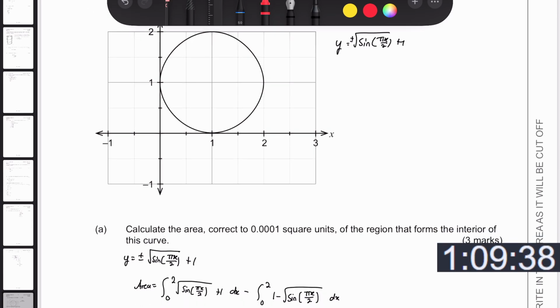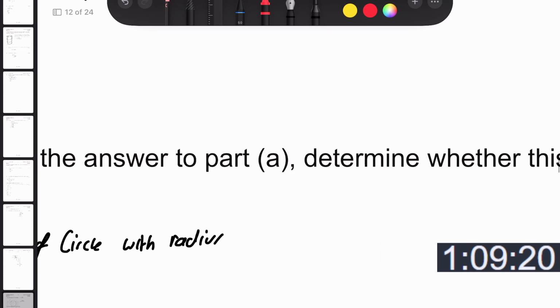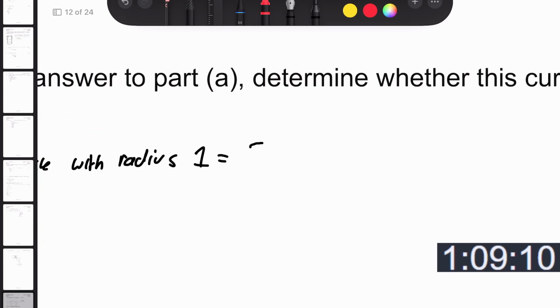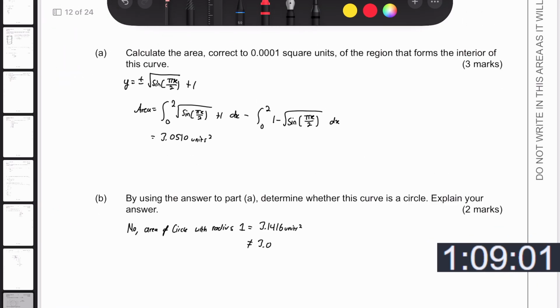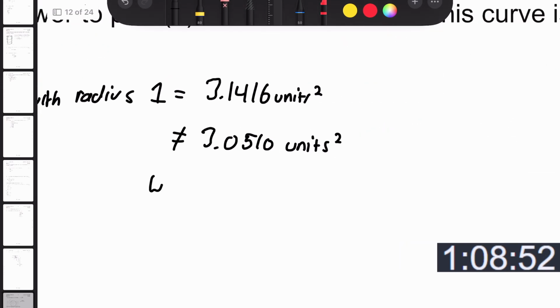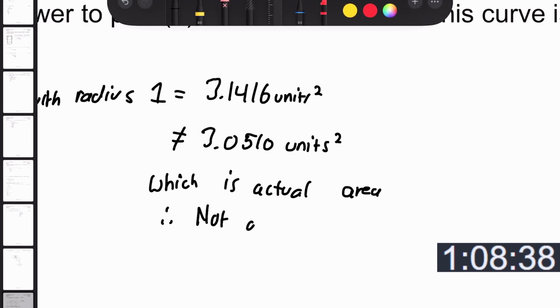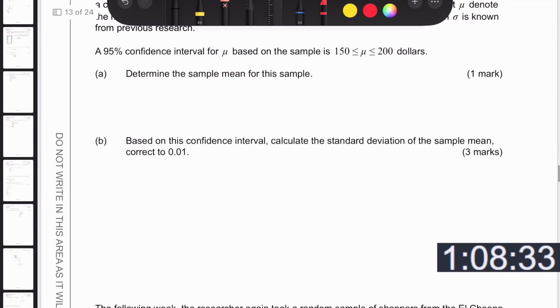Answer, or the correct answer at least. 2. By using A to determine whether the curve is a circle, explain your answer. No. Area of circle. Radius of 1 would be equal to 3.1416 units squared, which is not equal to the 3.0510 units squared, which is the actual area, therefore not a circle. Area. Not a circle. So yeah, it looks like they were trying to trick some people that thought it would just be a circle, like me.